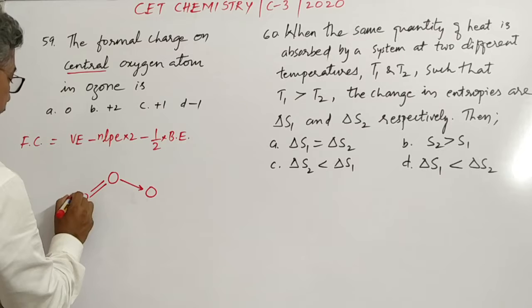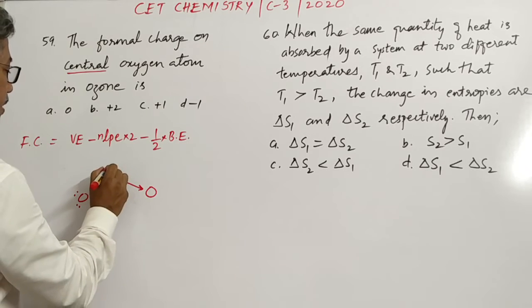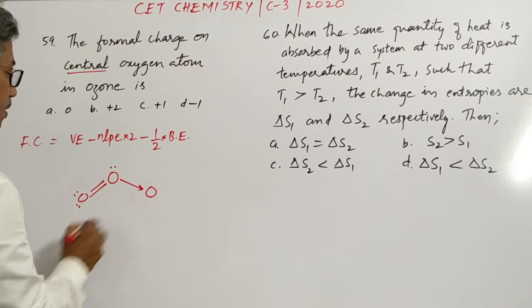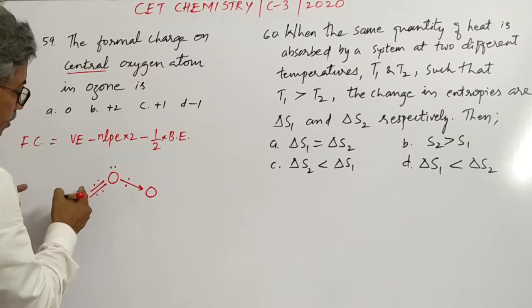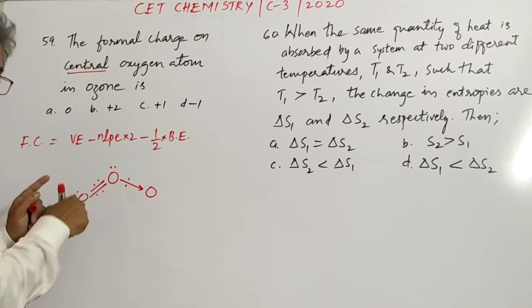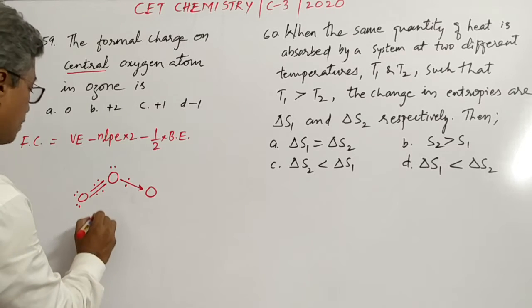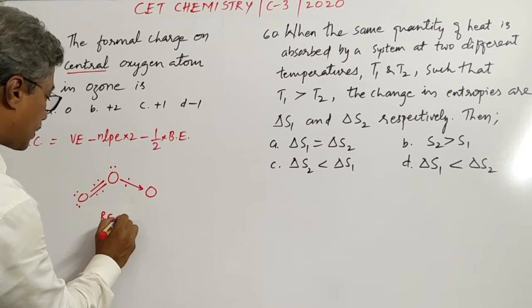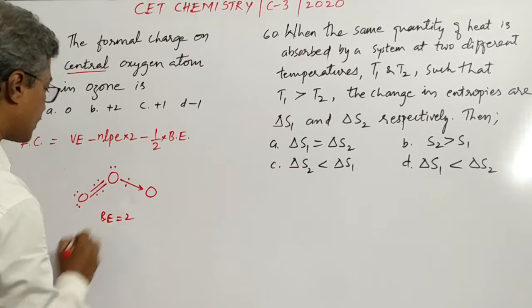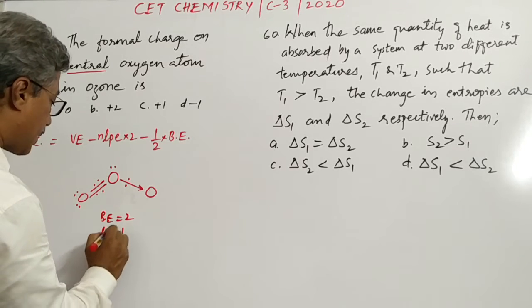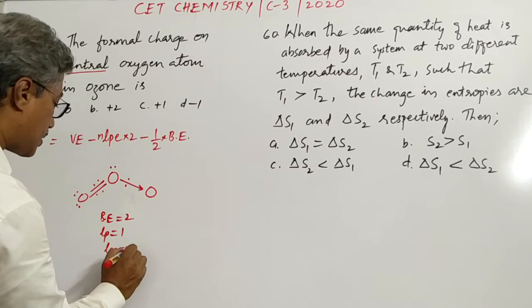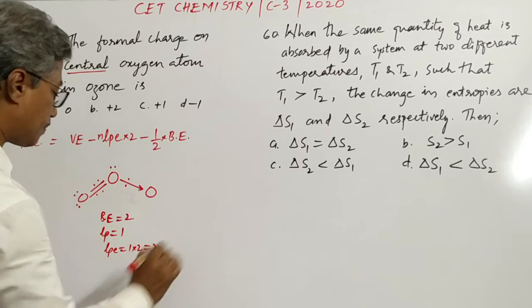Here, it has two lone pairs of electrons. It has one lone pair of electrons and two bonding electrons here. Here, two bonds means four electrons, two each. So here, the total bonding electrons are 4 plus 2, 6. There is one lone pair, so the lone pair electrons are 1 into 2. This is equal to 2.